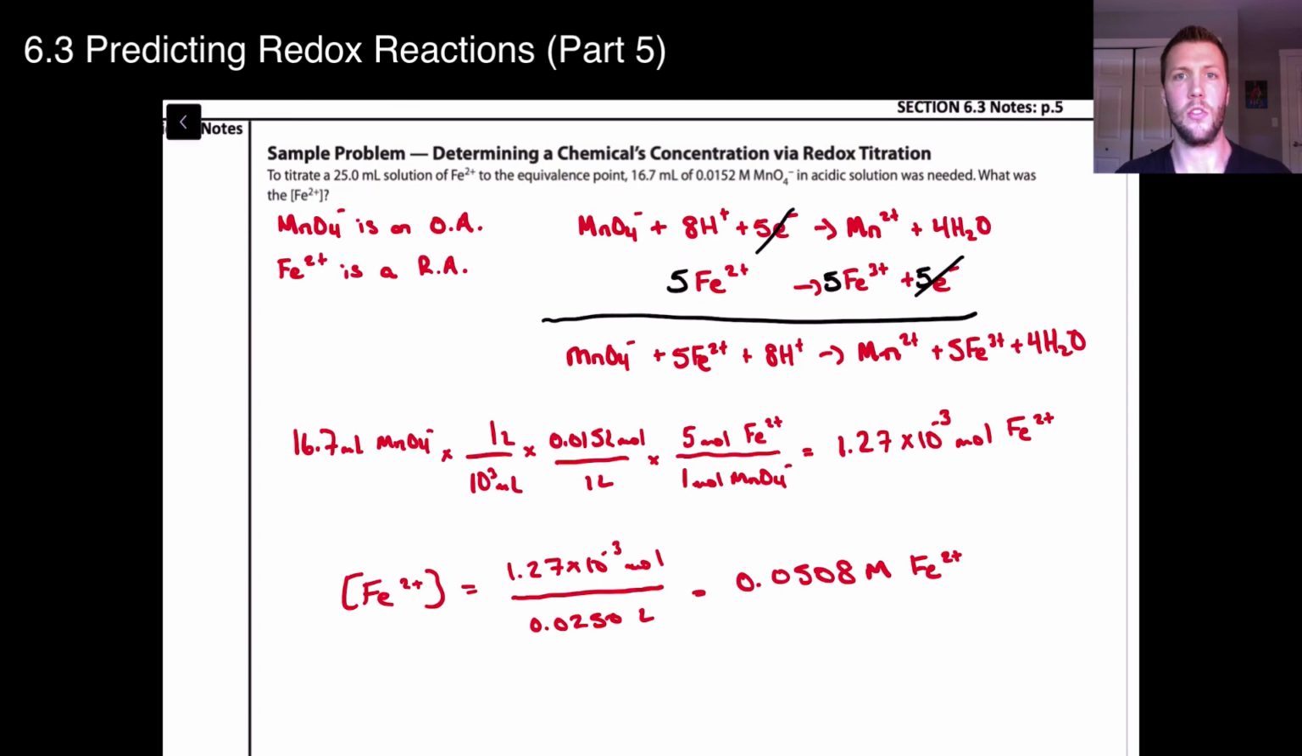And so in this case, you'll know that you've reached the equivalence point when you add the first drop of permanganate ion that doesn't change color. So the solution shows its first instance of that purple color remaining.